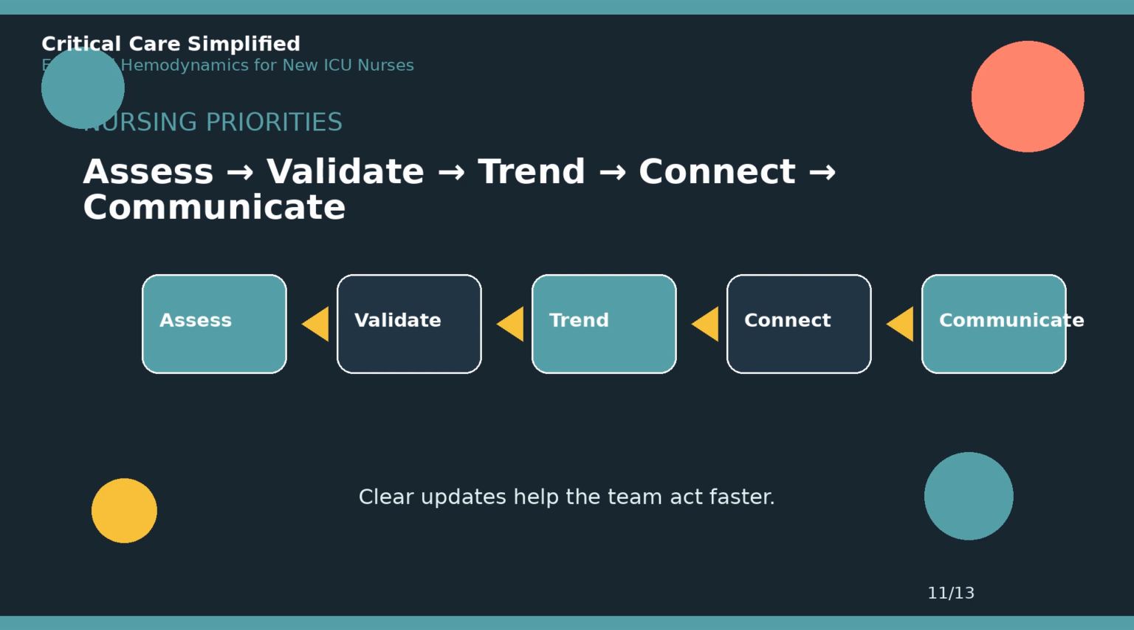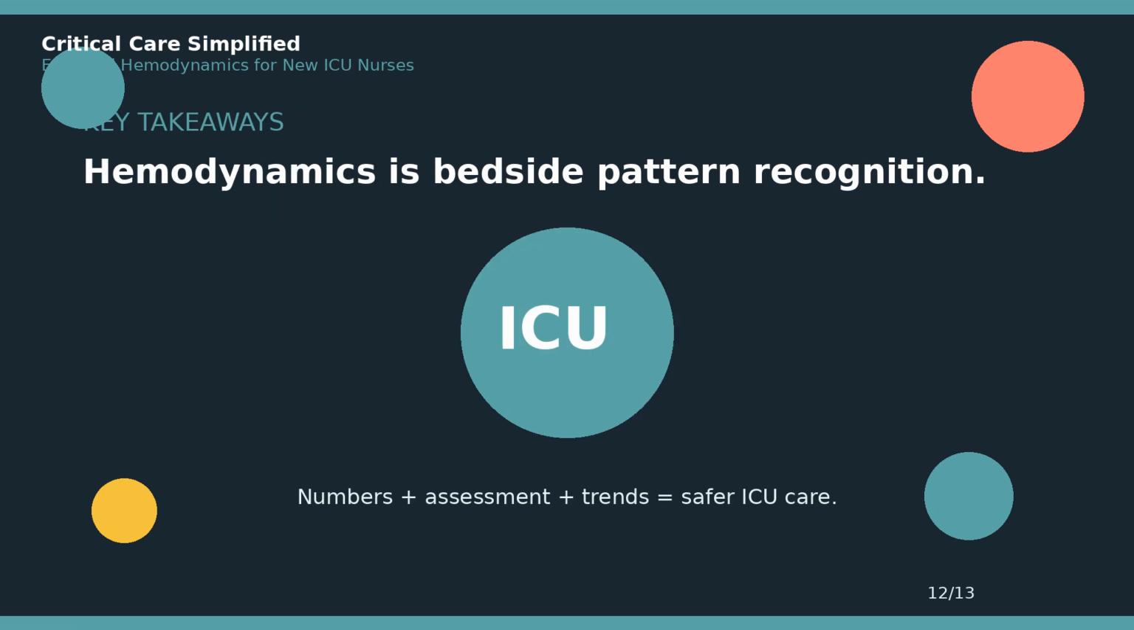Third, identify the trend. A single abnormal number matters, but repeated changes over time often tell the real story. Fourth, connect the finding to possible causes. Is the patient bleeding? Septic? Dehydrated? Oversedated? Having an arrhythmia? Experiencing myocardial dysfunction? Responding to a medication?